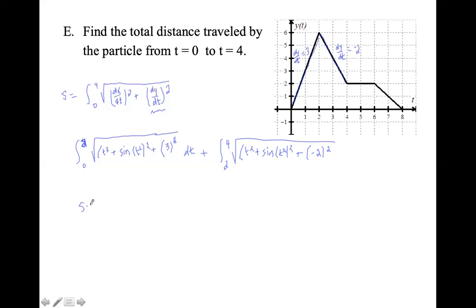So our arc length is about equal to, this first integral comes out to be about 7.249, and I took it out to a bunch of places just to be sure. And then the second integral comes out to be about 19.12434. So the total distance traveled of the particle over the integral 0 to 4 is going to be 26.373.